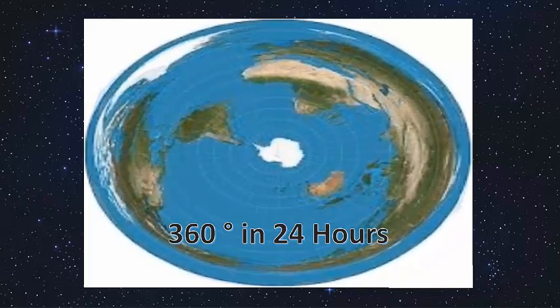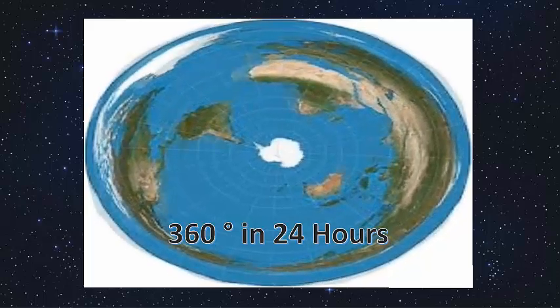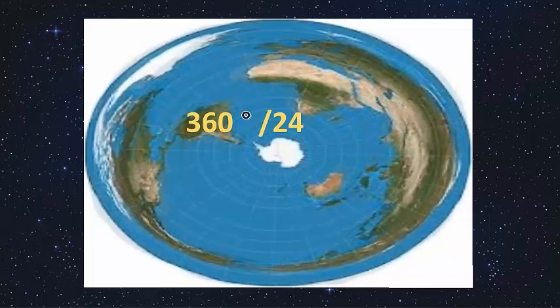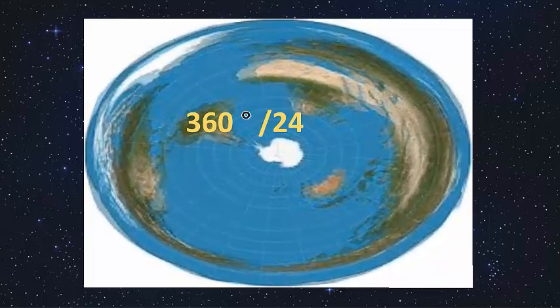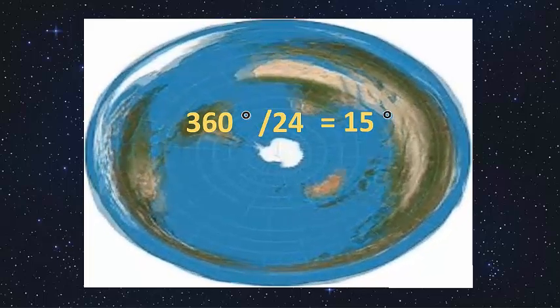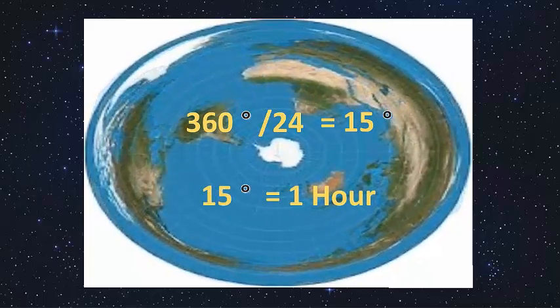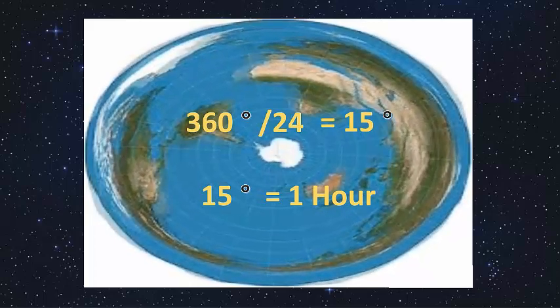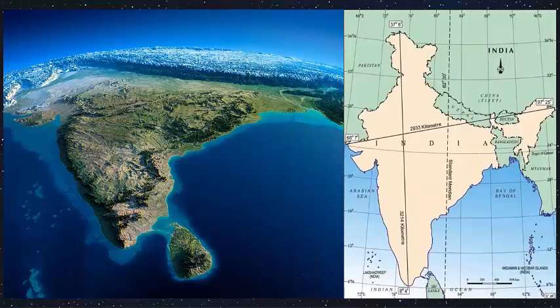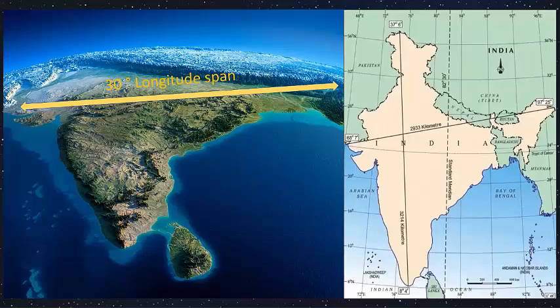So, in 1 hour, how much it will travel? It is 360 divided by 24. The answer is 15. That means the earth rotates 15 degrees in 1 hour. Now, if I take India, the longitudinal extent of India is approximately 30 degree longitude.